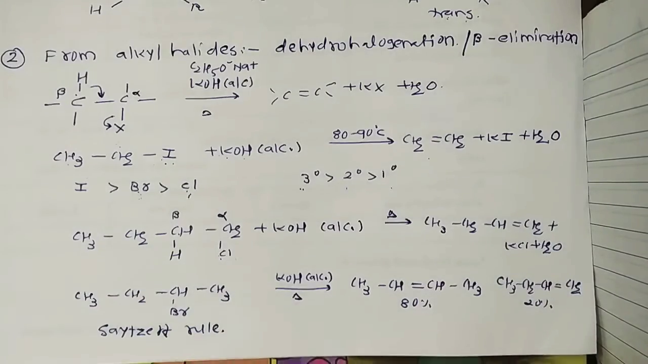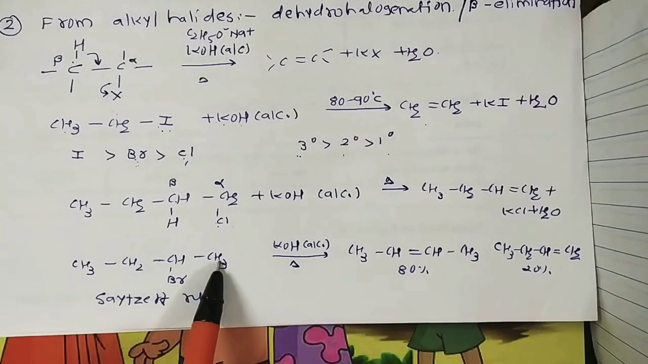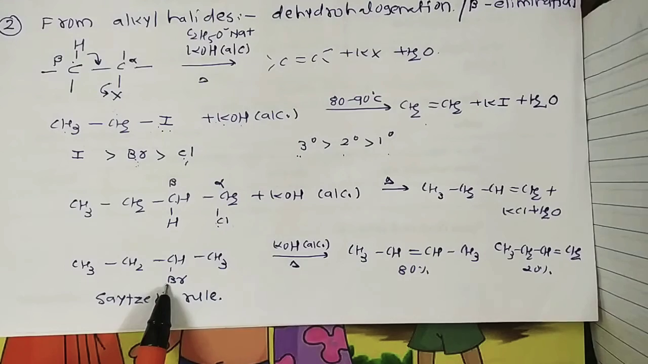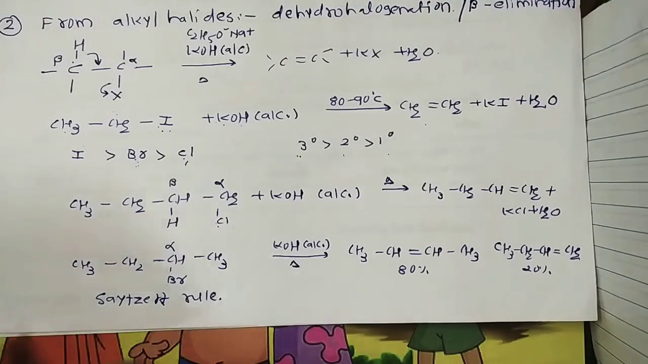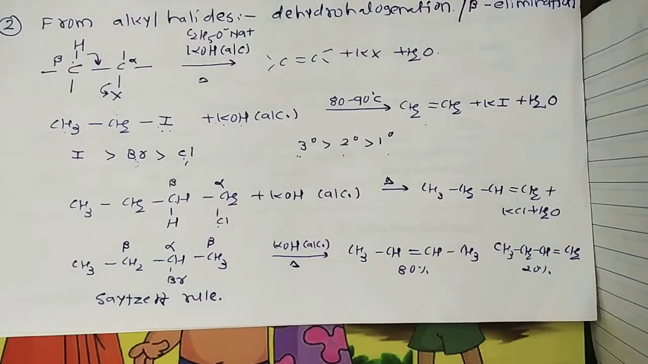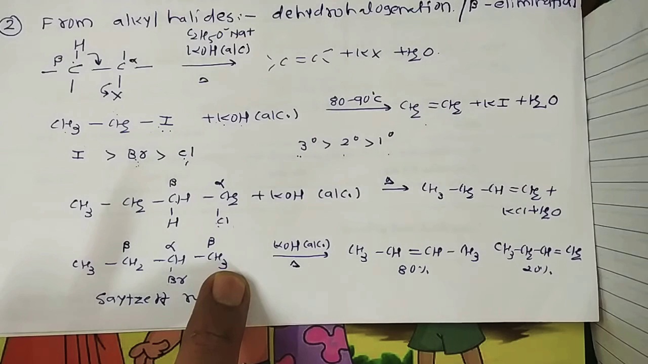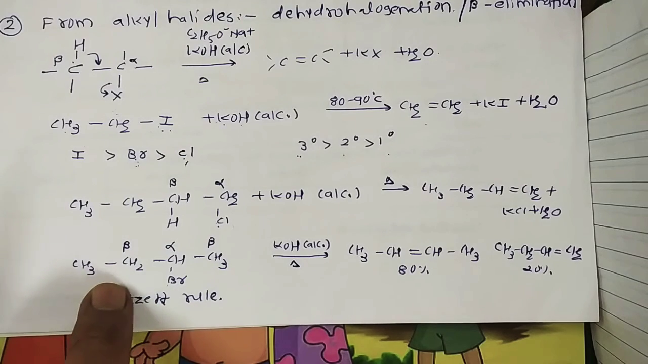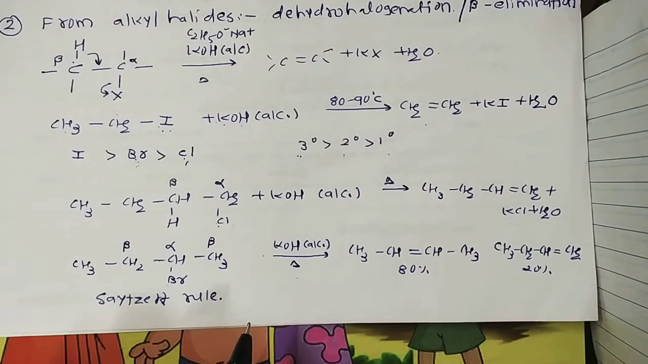But what about this case? Mind well, it's an interesting case. CH3CH2CHBrCH3. In this alkyl halide, the bromine-containing carbon is alpha in nature, while the adjacent carbons are beta in nature. So there are two beta carbons and two different possibilities: removal of hydrogen from the terminal methyl, or removal of hydrogen from the methylene carbon. We react with KOH in the presence of alcohol and heat, near about 80 to 90 degrees centigrade.